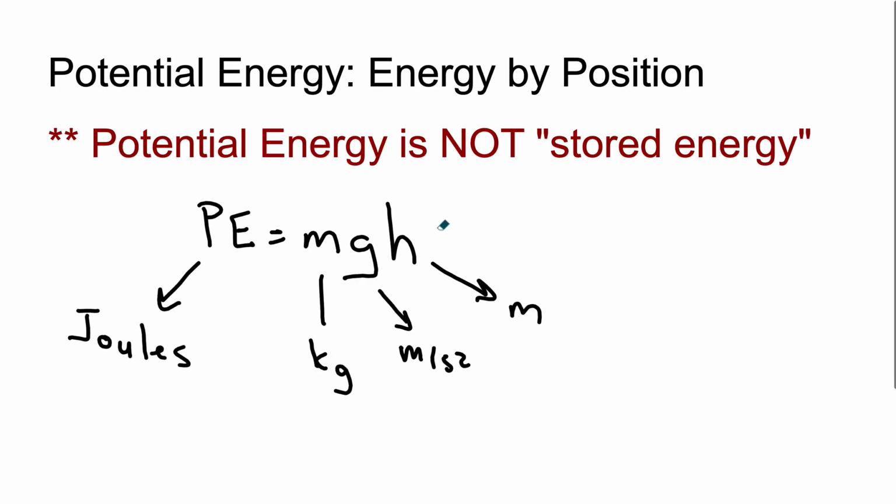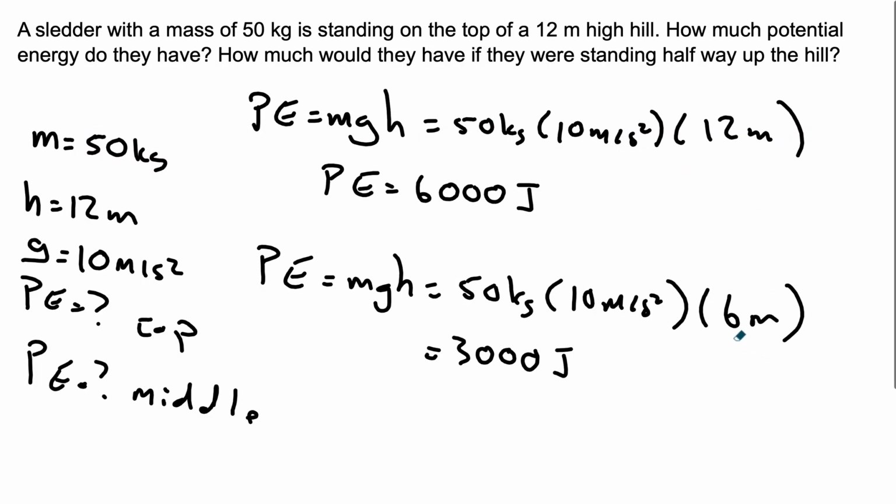Now in this equation, height and potential energy, they are directly proportional. So if I double the height, I double the energy. So if the height goes from 6 to 12, energy goes from 3,000 to 6,000.